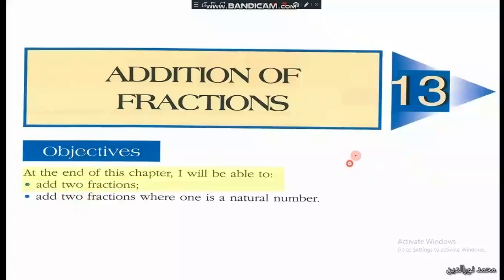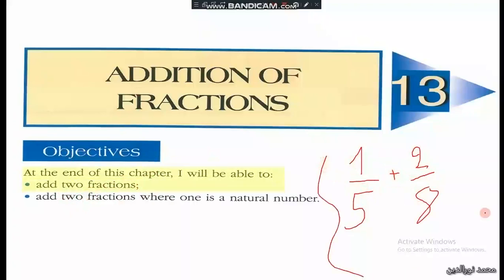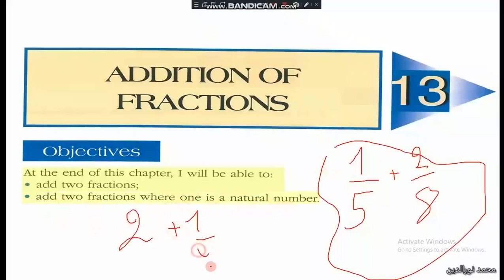So in the case that we have two fractions, for example 1 over 5 and 2 over 8, and we have to add these two fractions, and add two fractions where one of them is a natural number, like 2 plus 1 over 4. How to add these together?